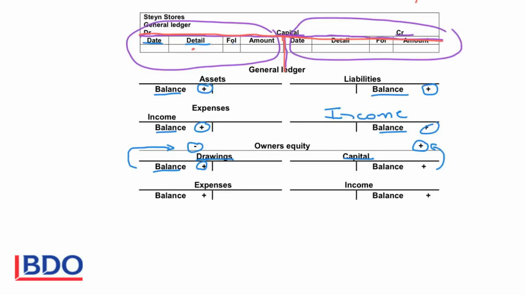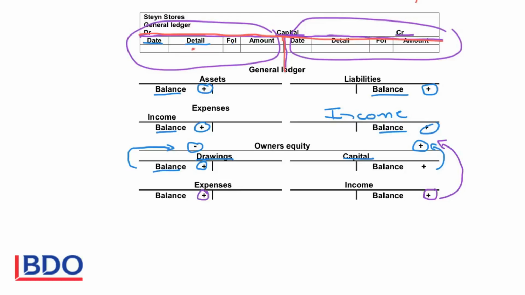The whole purpose of a business is to make a profit. So every time income is received, income will increase on the credit side. And when we receive income, the profit will increase, so the owner will get more profit, so owner's equity will increase. Expenses increase on the debit side in the ledger accounts.